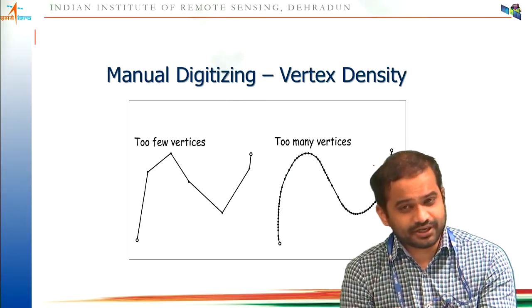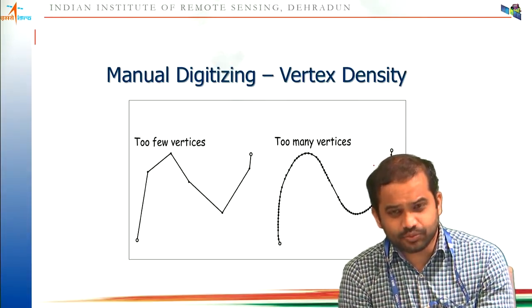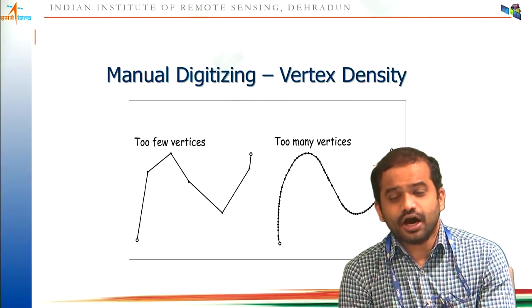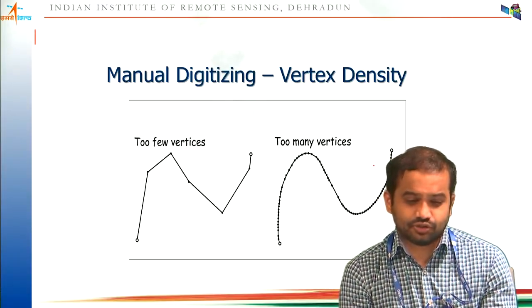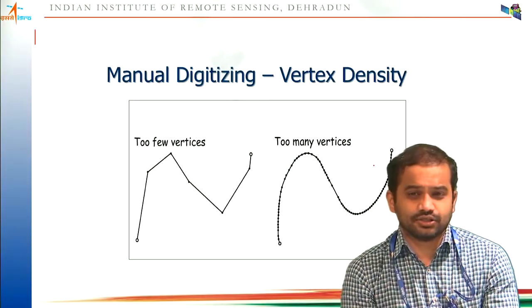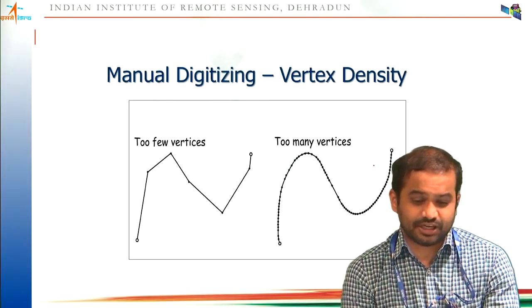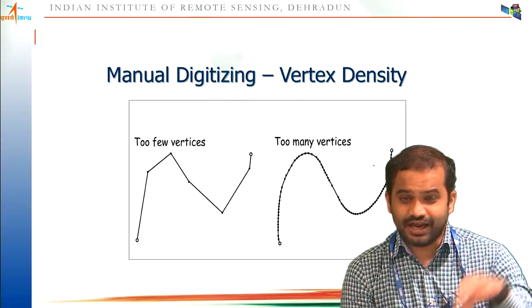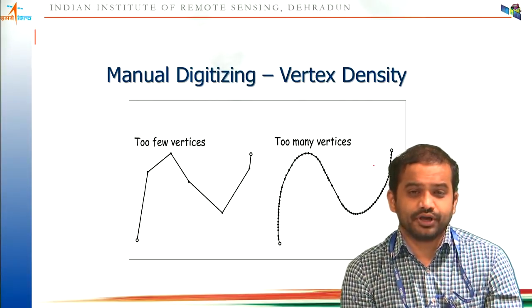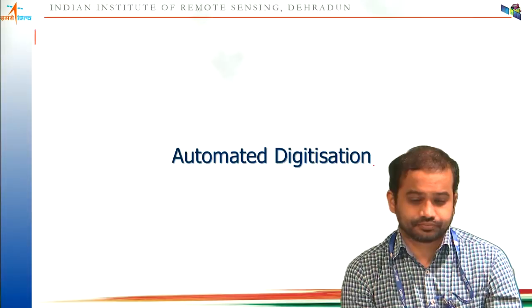But as you increase the vertices density, it may take more time to digitize. At the same time, if you increase too much, it is a lot of memory and time wastage. So you need to optimize how much distance you want between vertices. But if you put a snapping tolerance, you cannot create a duplicate point within that range. So that again helps you in digitizing.